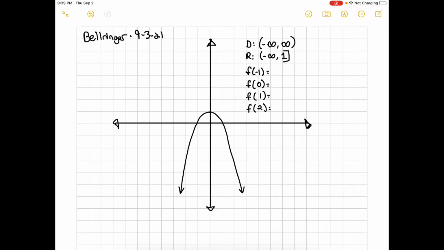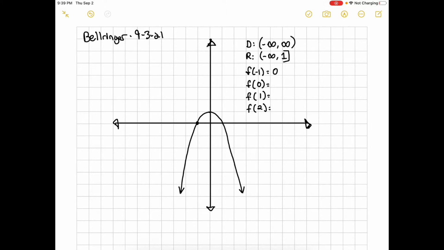All right, f of -1. What would my output be for the function if my input is -1? So if my x value is -1, where would we end up on the function? What would be my output? So if x is -1, I'm right here on the function. The y value or output would be 0.